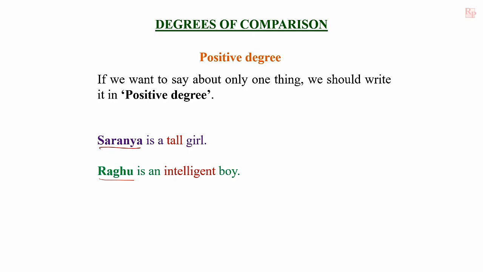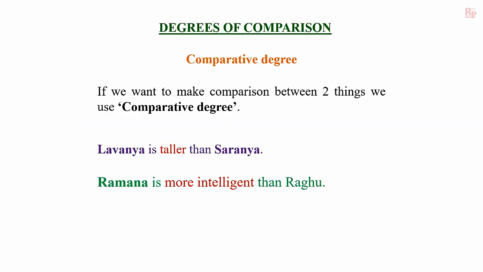And then let us see how we should use comparative degree. If we want to make comparison between two things, we use comparative degree. There must be two things. For example, Lavanya is taller than Saranya. Here, two persons are there. In the previous example, we just said about Saranya. Saranya is a tall girl, that's all. But here, we are comparing Lavanya to Saranya. So, when Lavanya came, Lavanya is taller than Saranya.